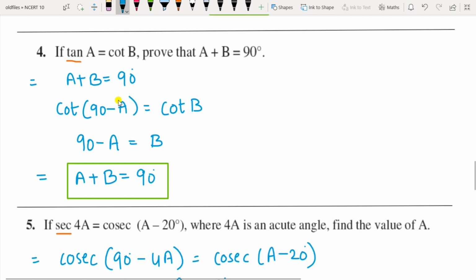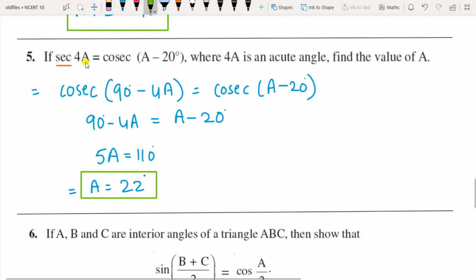Similarly, fourth question here: tan of a equal to cot of b, you have to prove that a plus b is 90. So tan a means cot of 90 minus a equal to cot of b. So here cot will get cancelled. So 90 minus a equal to b, therefore a plus b is 90.